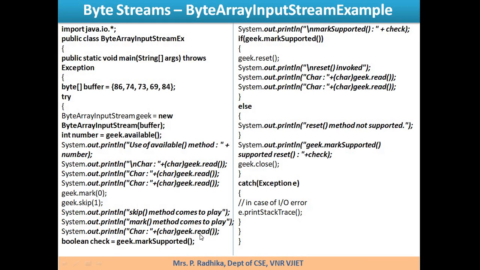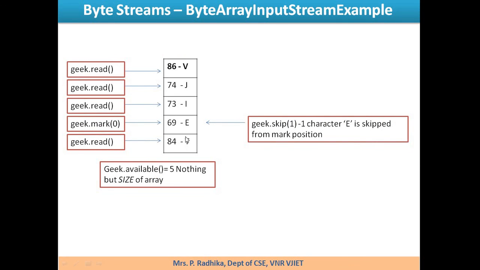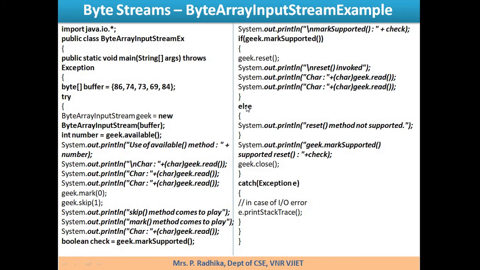And then we are reading the next byte of data. What is the next byte of data here? T. So this will be read immediately. Then we are checking whether this input stream is supporting mark and reset methods or not. So next we will use reset method. For this reset method, first we have to check whether the input stream is supporting both mark and reset methods or not. Mark anyhow we have used, we are checking for reset method. So if both are supported, then first of all reset.